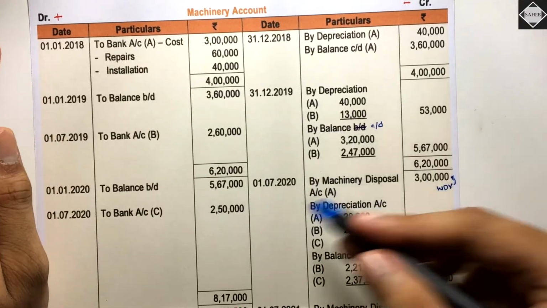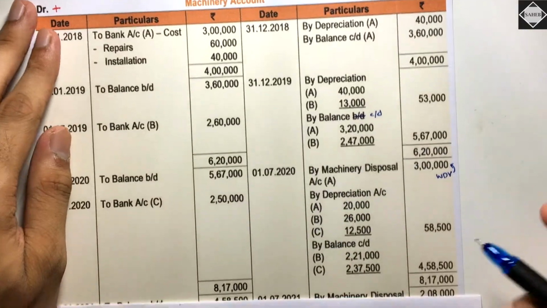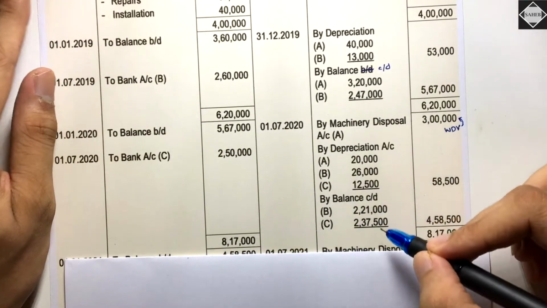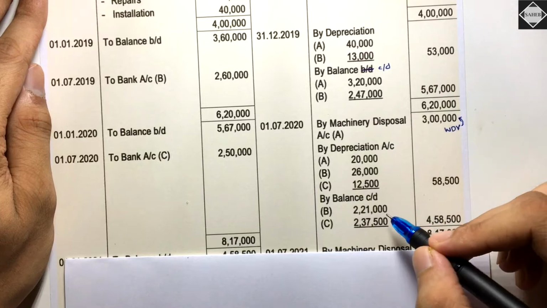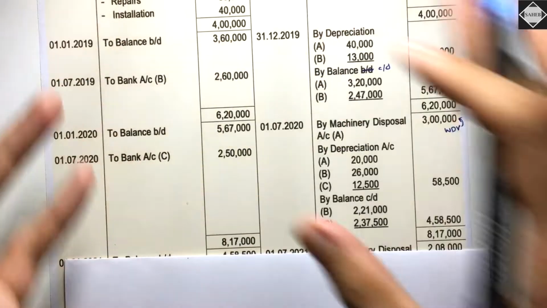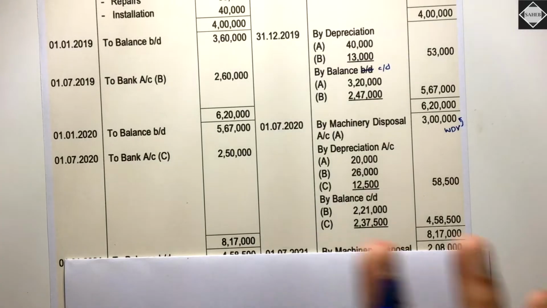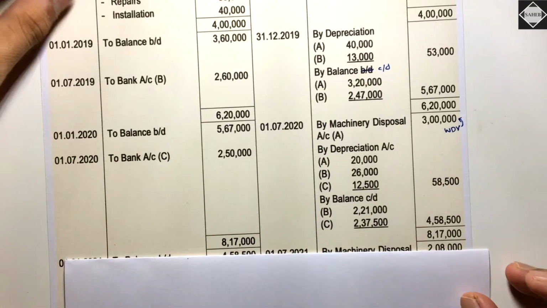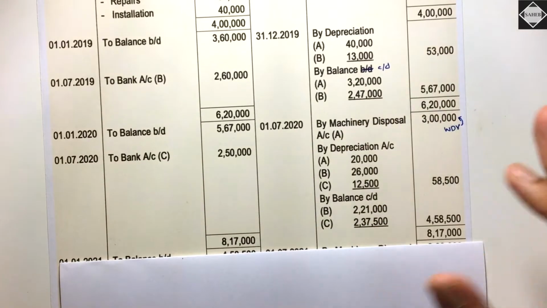So 58,500 is the total depreciation of 2020, and then you have to find the closing balance. Now it's not required actually to find the closing balances separately like this, but it's better presentation. If you do it like this, then definitely you will get full marks if you do everything properly, okay? Because it's a great presentation actually. You are bifurcating everything, showing the balances separately. So much clarity is there in the ledger account.